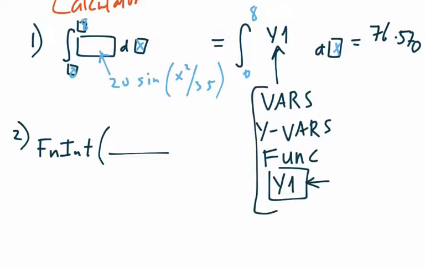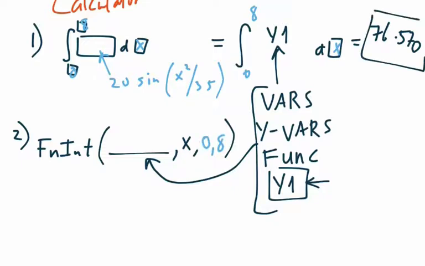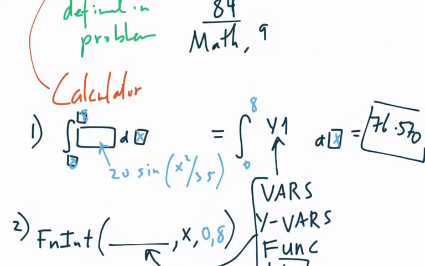You can still do vars, y vars, function, y1, and then you would do comma x for the variable, and then you would type in your limits 0, 8. And that should also give you this value of 76.570. Great, so if you're following along, hopefully you got those values.